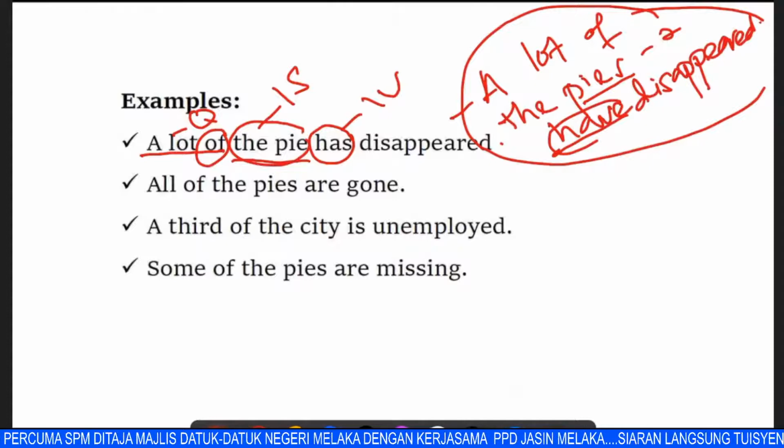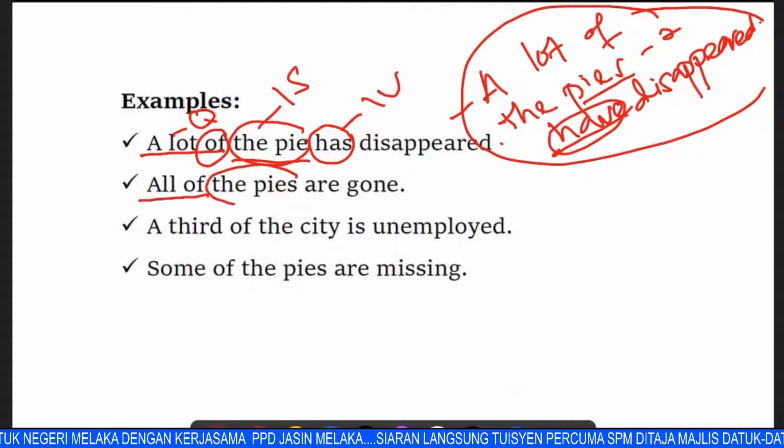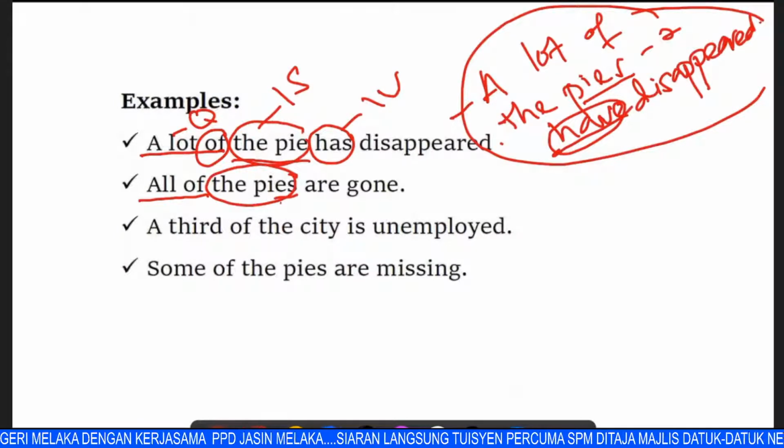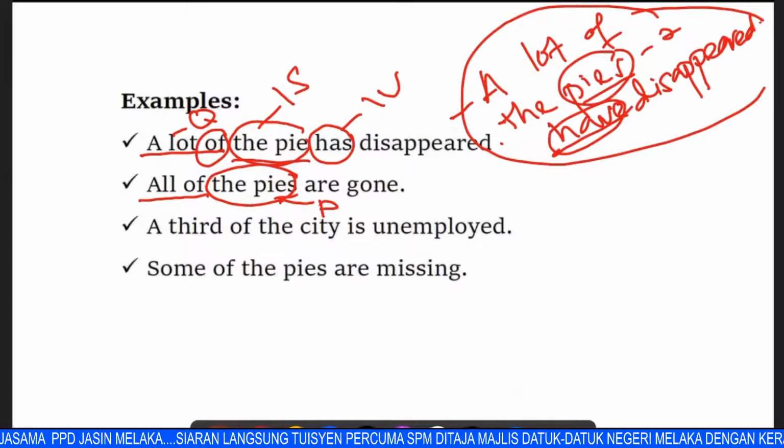Okay, now example number 2. For example number 2, I use the expression of quantity, all of. Here it uses the pies, similar to this one. The pies indicate that the subject is plural, so we use a plural verb.